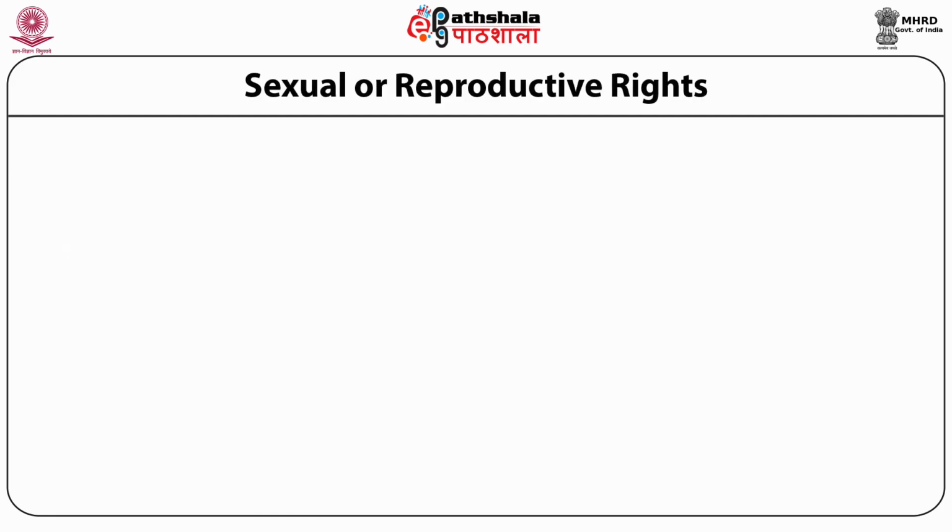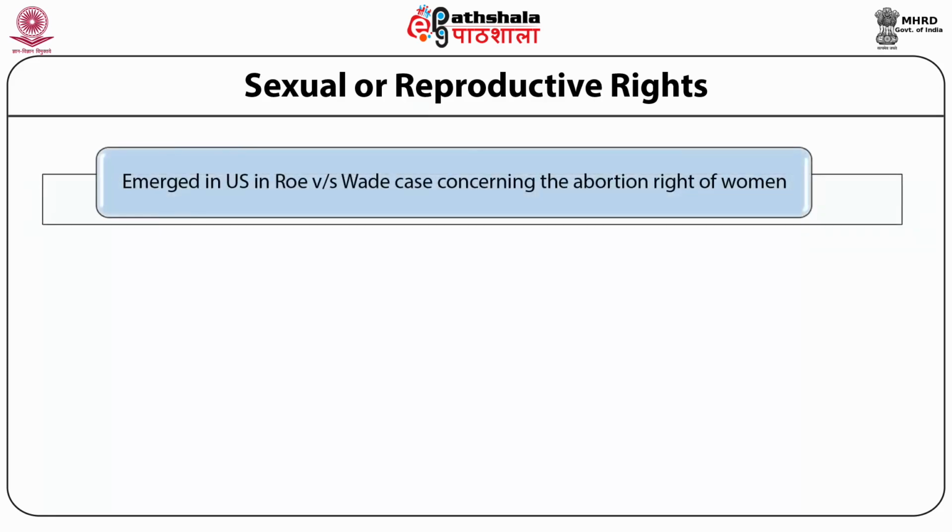Now I would come to the last and the most contemporary issues linked with gender politics in Western societies. Feminist movements in recent times have made strong claims for sexual or reproductive rights. In the US, in the Roe versus Wade case, the issue of abortion rights of women was raised.